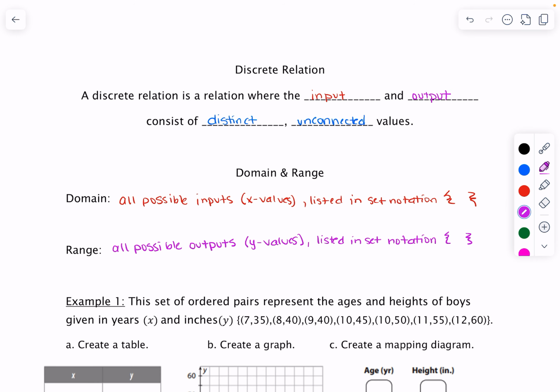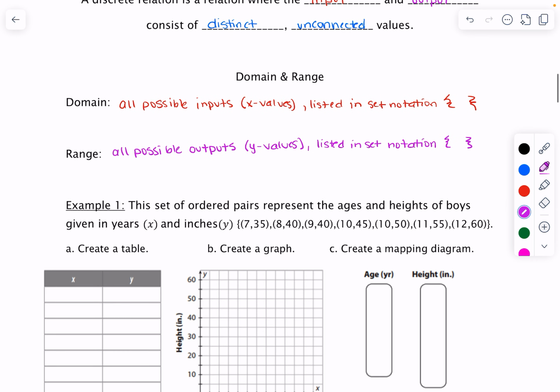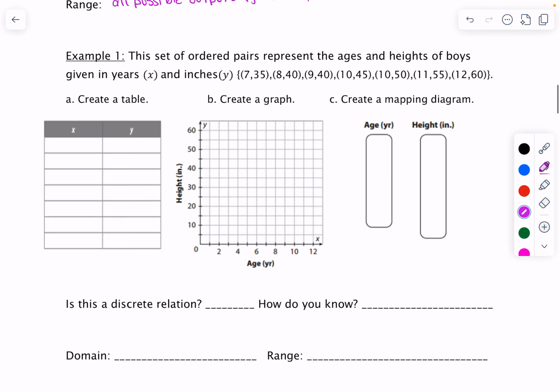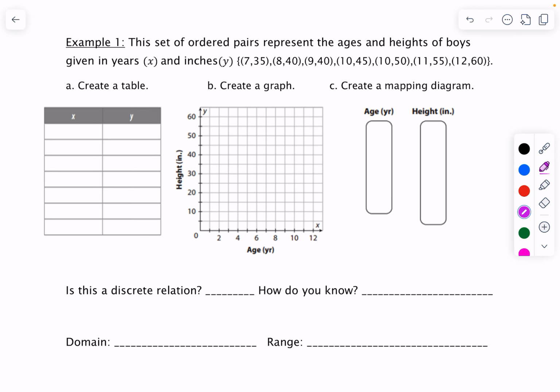So do your best. Ask if you need help with those. So here's what I'd like you to be able to do in today's lesson. I'd like you to be able to make a table, make a graph, make a mapping diagram, decide if something's discrete or not, and find the domain and range, which I know is a lot. So this example sort of covers all of that.